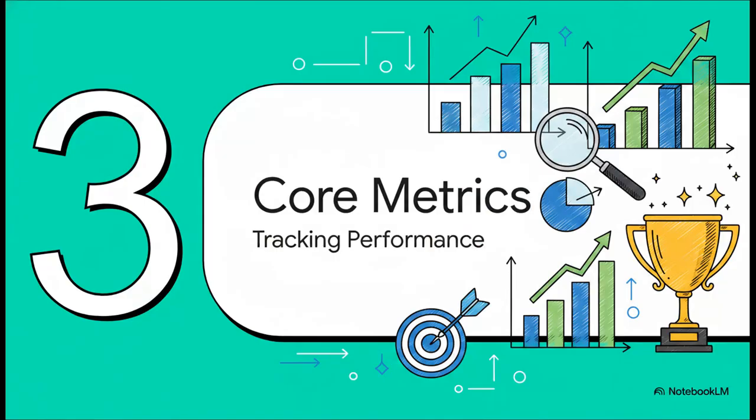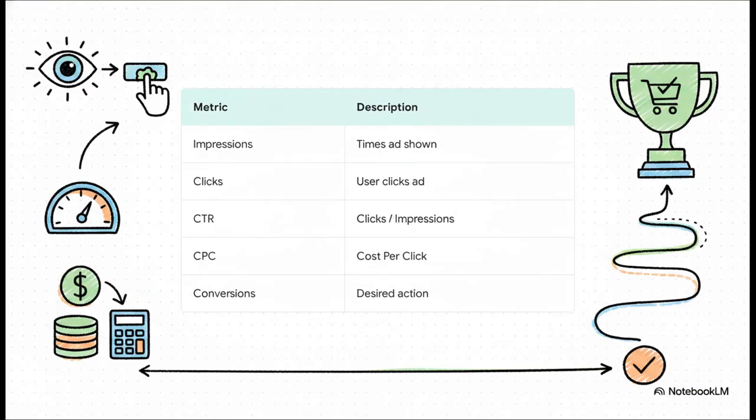Next up, number 3, decoding the core metrics. Since you can't optimize what you don't accurately measure, let's trace the user journey across these core metrics. Now, you probably already know the basics, but pay really close attention to the relationships here. Impression volume mapped against clicks gives you your CTR, and that is the very pulse of your ad's relevance.